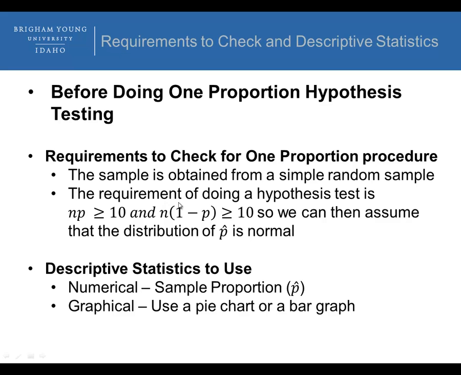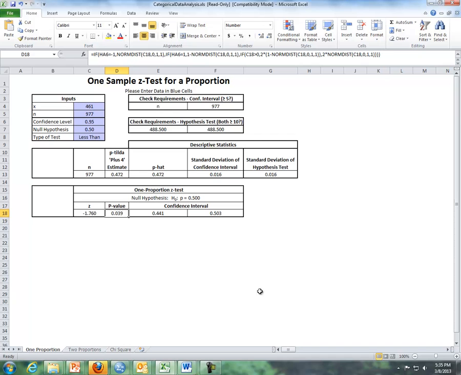And then I'll go to where you can find that in Excel, but the last two items on this slide are a reminder with the descriptive statistics. For numerical, the sample proportion is what we list, and the graphical is to create a pie chart or a bar graph. Okay, so now what I want to do is go to here.